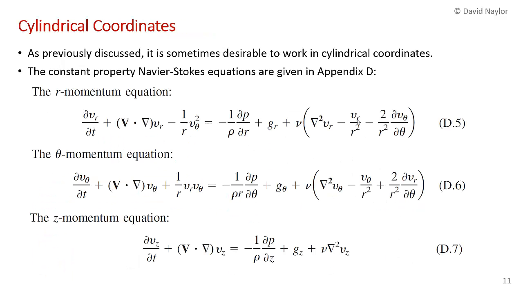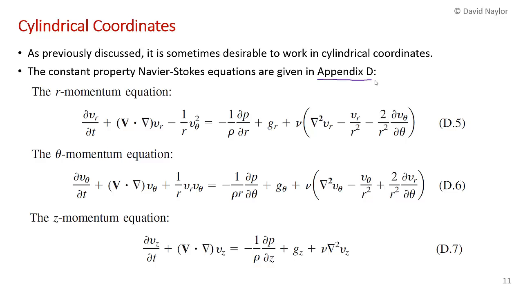As I discussed in a previous video, when we did conservation of mass, sometimes it's desirable to work in cylindrical coordinates. This is particularly the case when your geometry is cylindrical, like when you're considering flow in a round pipe. And so you can do that same conservation of momentum analysis in cylindrical coordinates, and that's not done in your book, but the result is given in Appendix D of your book, and I've reproduced them here.